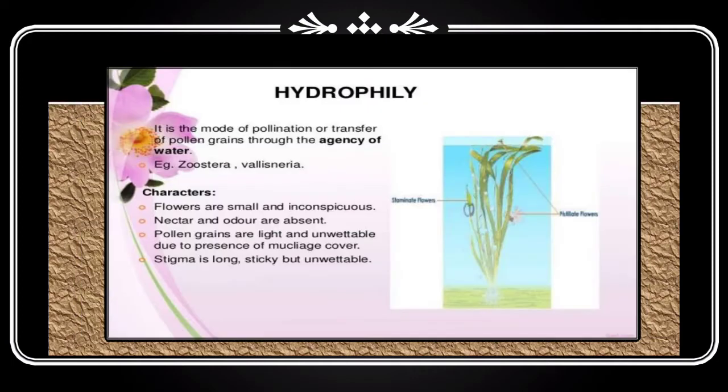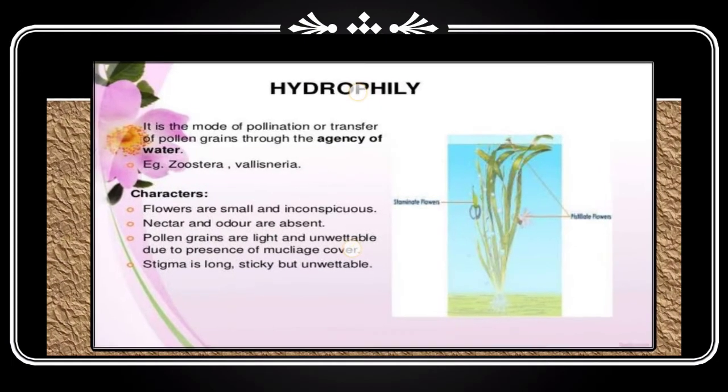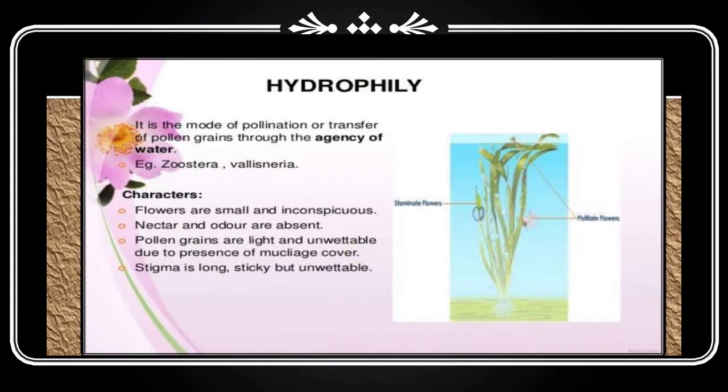First is hydrophily. It is a mode of pollination, or transfer of pollen grains, through the agency of water. Example: Zostera, Vallisneria. Characters: flowers are very small. Nectar and odor are absent. Pollen grains are light and unwettable due to the presence of a mucilage cover. Stigma is long, sticky but unwettable. So these are the characters of flowers whose pollination is done by water.